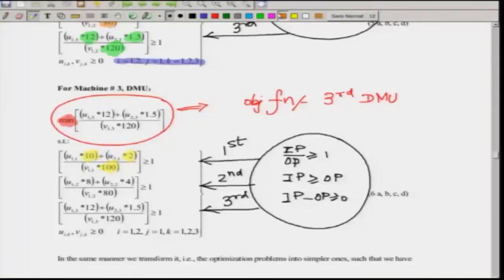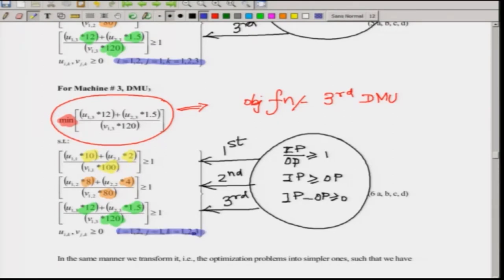Correspondingly, 8 and 4 are for the inputs for the second DMU and 80 is basically the output related conversion factor for the second DMU. Similarly, 12, 1.5, 120 are the corresponding conversion rates, first two 12 and 1.5 for the inputs and 120 being for the outputs. Then again the weights which you want to find out are given by U and V with the corresponding suffix. So, I'll denote the color which is basically dark blue.